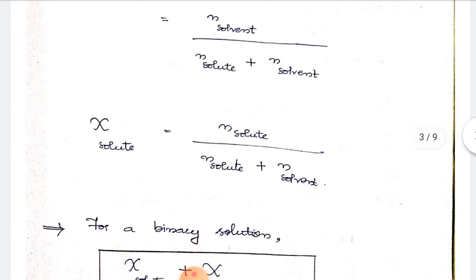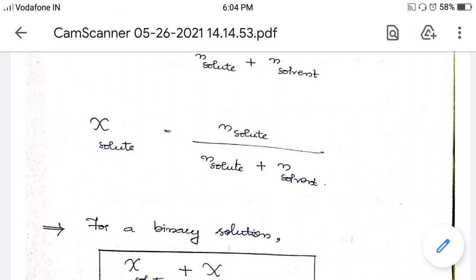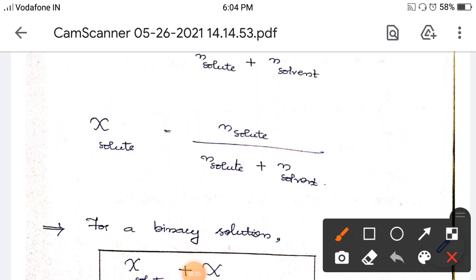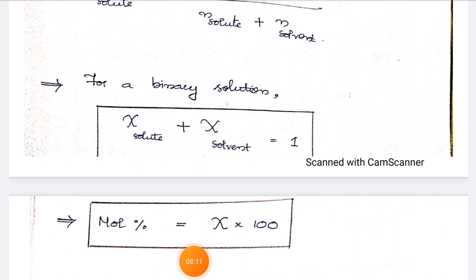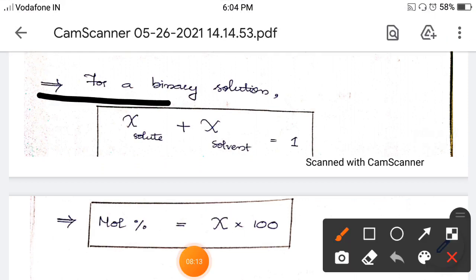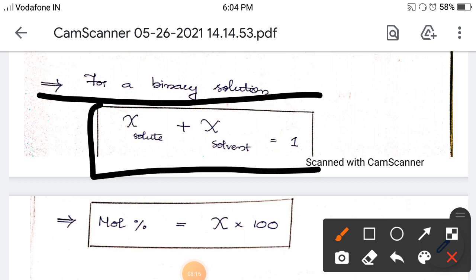The mole fraction of the solute is the number of moles of solute by number of moles of solute plus number of moles of solvent. For a binary system you have to remember this, it is very important: chi solute plus chi solvent is equal to 1. For a binary solution, the total mole fraction is equal to 1.